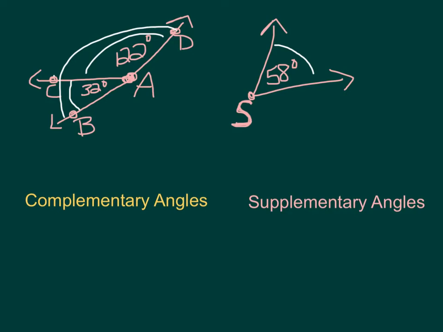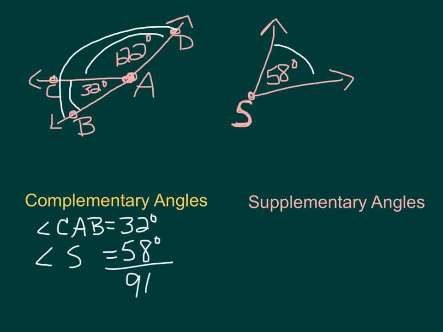which would give us 154 degrees. Okay, so if we're going to look for a set of complementary angles, remember, complementary means that they are going to add together to be 90 degrees. If we look and we said angle CAB equals 32 degrees, and angle S equals 58 degrees, we could add those two things together, and that would give us 90 degrees. Therefore, angle CAB and angle S are complementary angles.